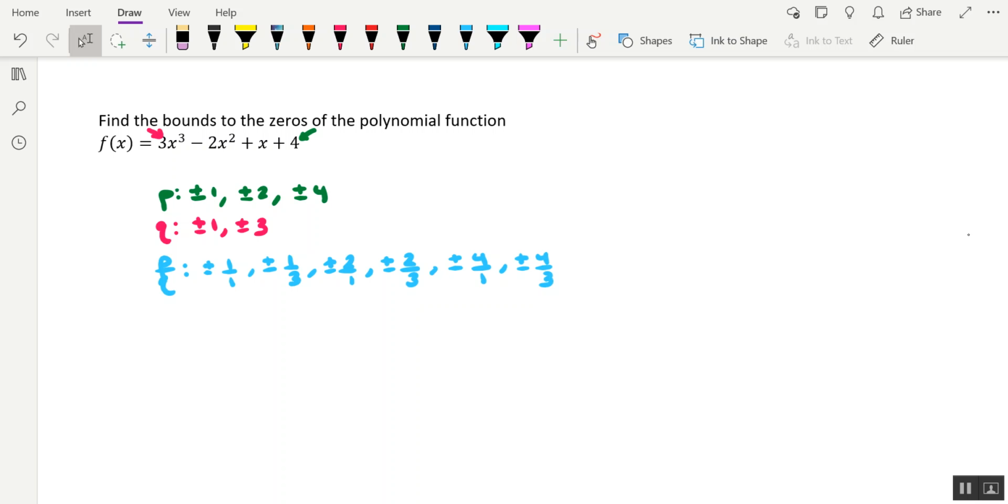nor for a lower bound should we expect a zero less than it. So to start finding the upper bound, we're going to take our smallest positive integer that is a potential rational zero. And in this case, that would be positive 1. And we're going to put 1 through the synthetic division process. So I'll put 1 in that little half box and then use the coefficients of our polynomial function for the numbers to the right of it.